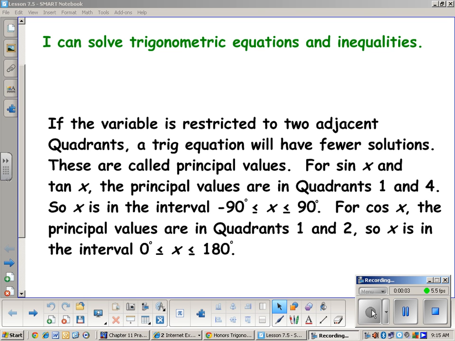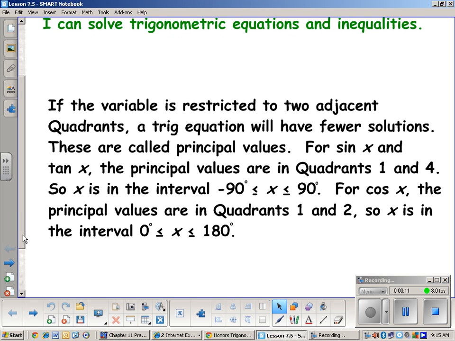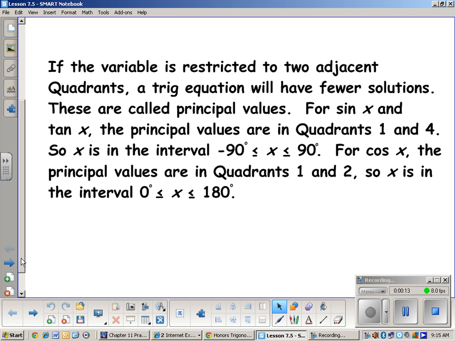So today we're going to start talking about solving trigonometric equations and inequalities. A couple rules here to follow. If the variable is restricted to two adjacent quadrants, the trig equation will have fewer solutions. These are called principal values. For sine x and tan x, the principal values are in quadrants 1 and 4. So x is in the interval negative 90 to 90.